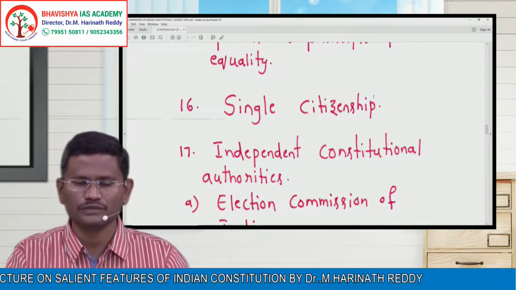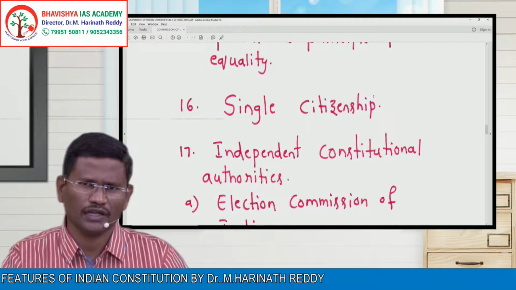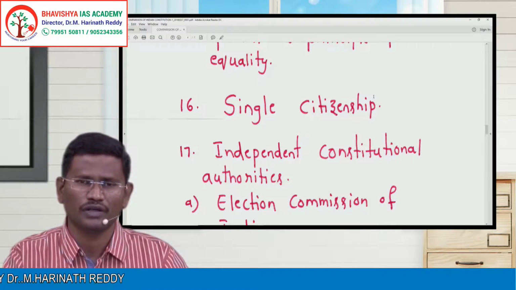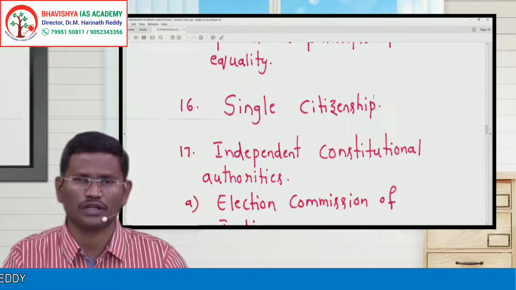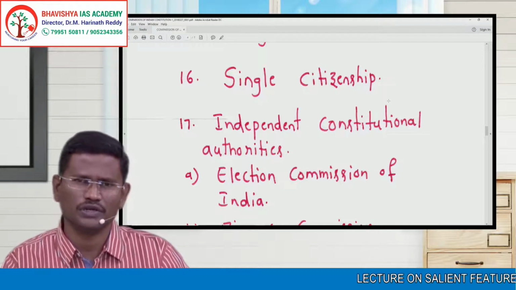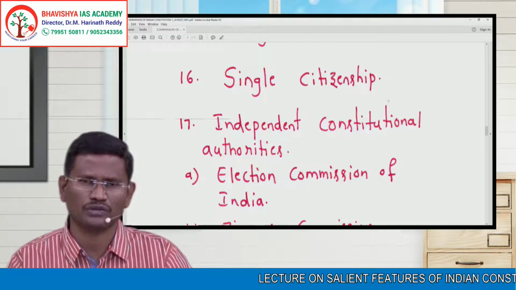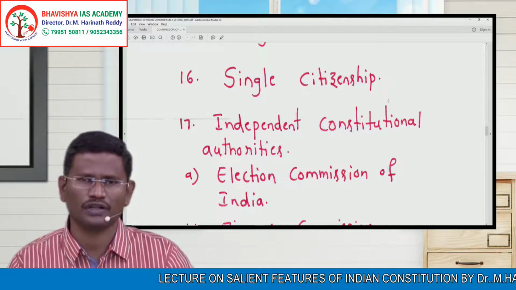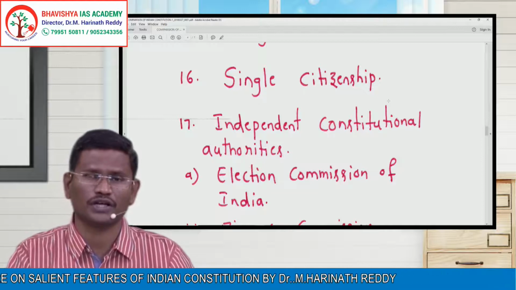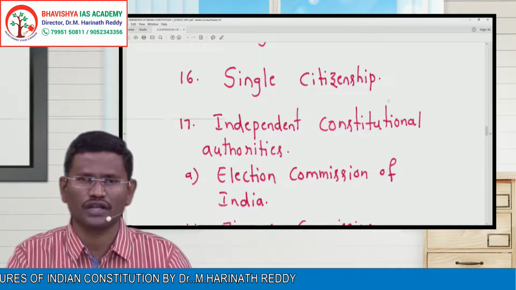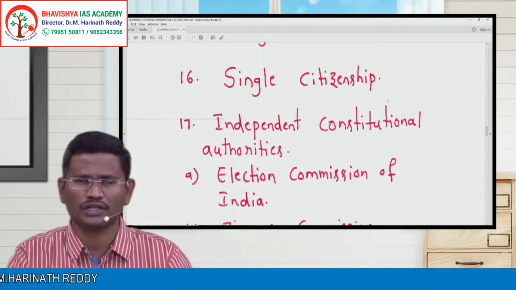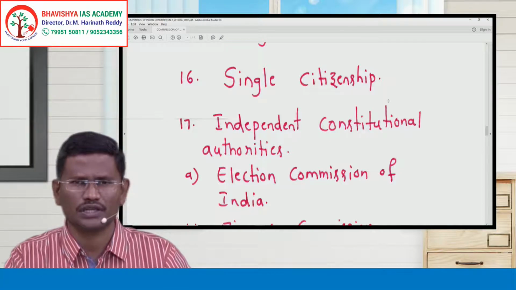Then, see, the Indian Constitution is again unique in the sense that it has provided for the establishment of independent constitutional authorities. For example, take the Election Commission of India. It is one of the independent constitutional authorities provided for in the Indian Constitution. It has got global reputation for conducting free and fair elections. So it is because of the role of the Election Commission of India that democracy in India sustained and became a success.